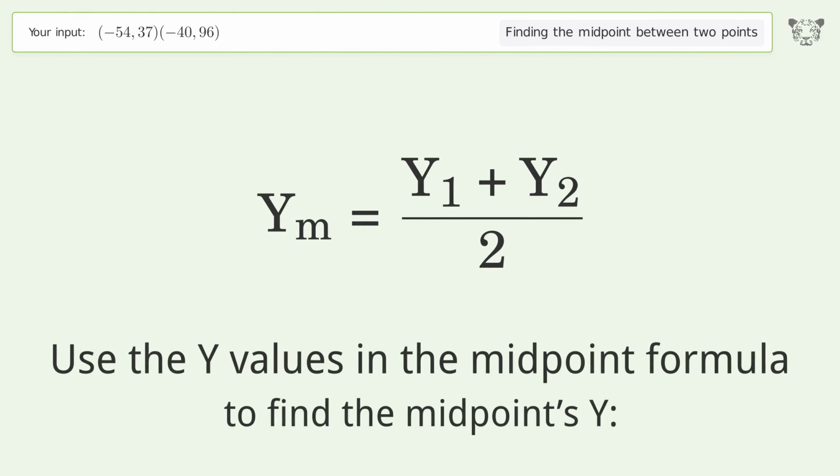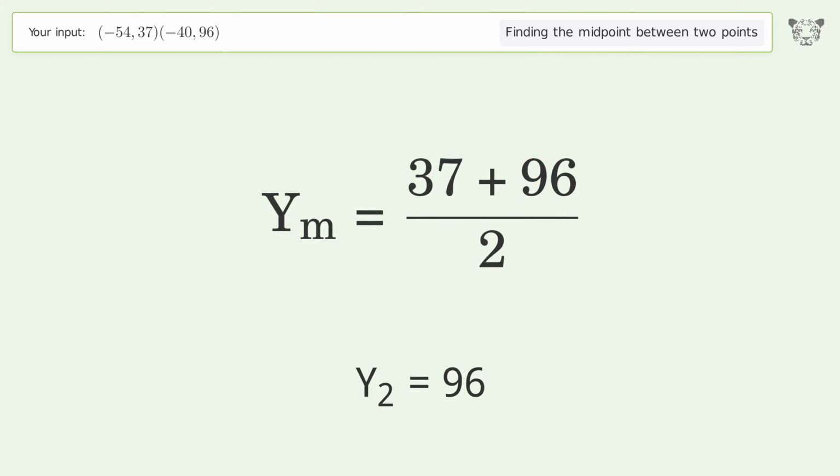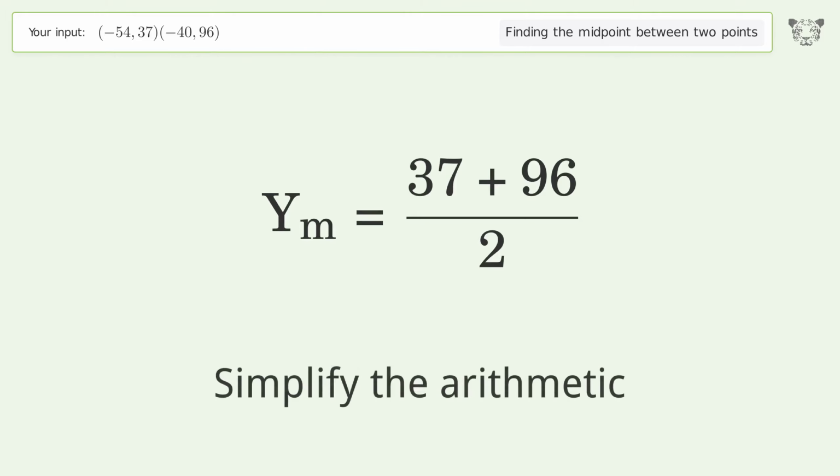Use the y values in the midpoint formula to find the midpoint's y. y1 equals 37. y2 equals 96. Simplify the arithmetic.